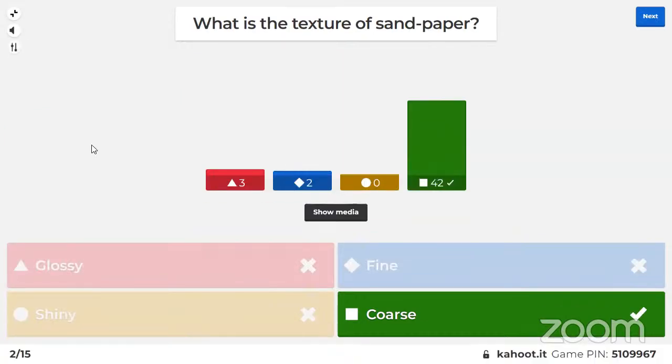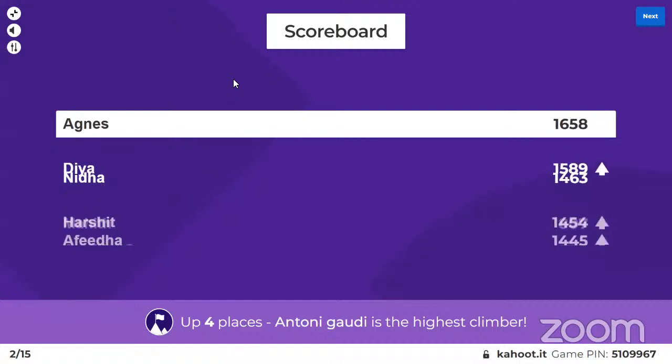All right, so we have the answers. Almost everybody has entered the correct answer. The texture of sandpaper is coarse. We know that it will be rough. So the answer is coarse. Okay. All right, moving on to the leaderboard again.